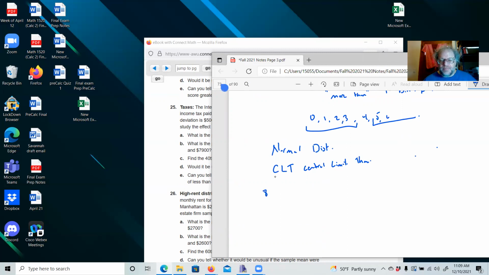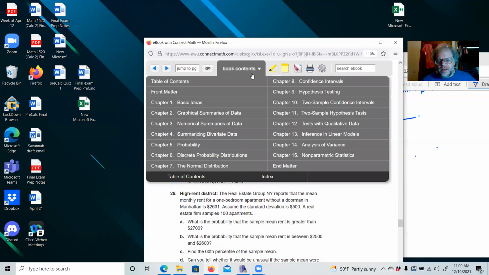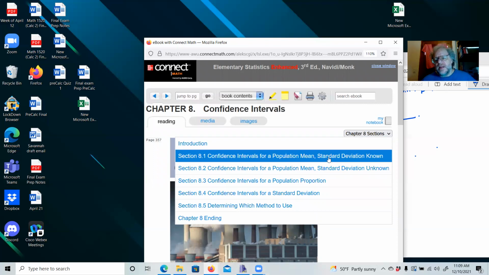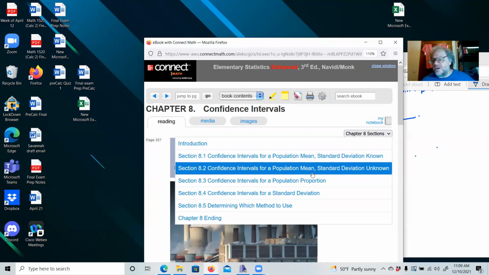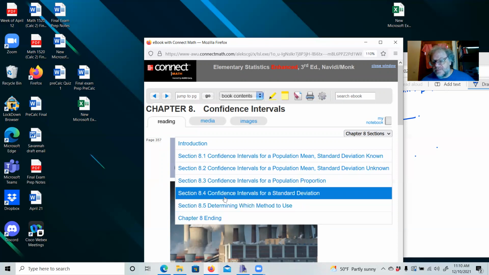Chapter 8. Let's see about confidence intervals. So if I go back and look at the book here, okay, there's a couple of different kinds of confidence intervals. Pretty much they're these, right? Standard deviation is known, standard deviation is unknown, and proportions. Okay, we don't do the rest of this stuff.